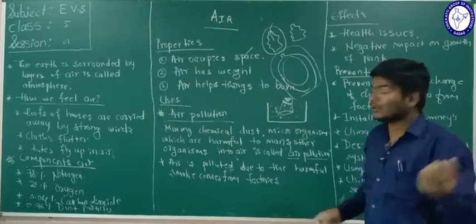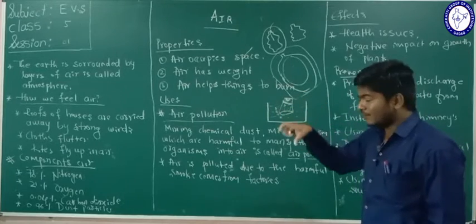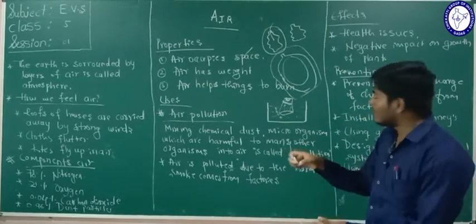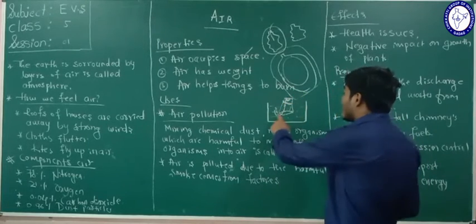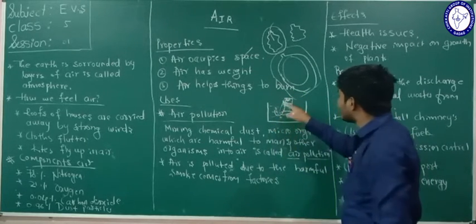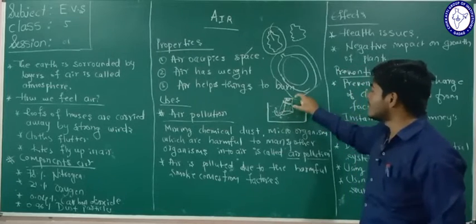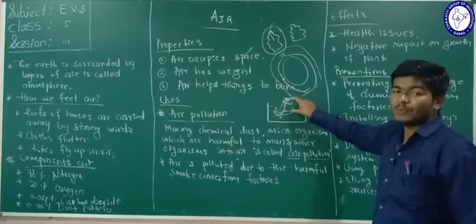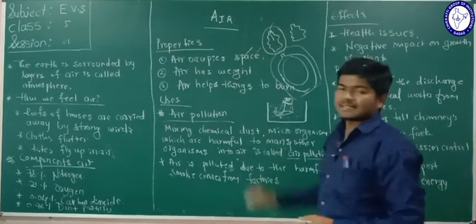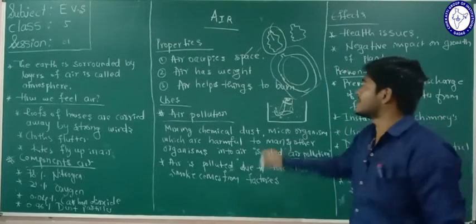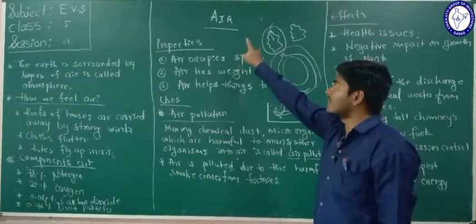But when you put that glass in by tilting slightly, what happens? The air which is present in the glass comes out in the form of bubbles, and the water completely occupies the space which is present in the glass. So that shows us that air occupies space. It is the first property of air.